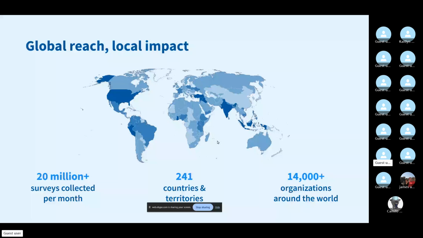So right now, this is just some of our statistics. Since we started, over 20 million surveys have been collected per month, and Kobo Toolbox is being used in over 200 countries. And we also have lots of organizations that use our platform, over 14,000 organizations around the world, including big organizations like UNICEF, like probably all the UN organizations. They're actually using Kobo Toolbox as well.